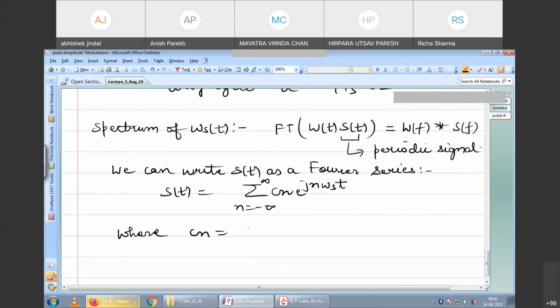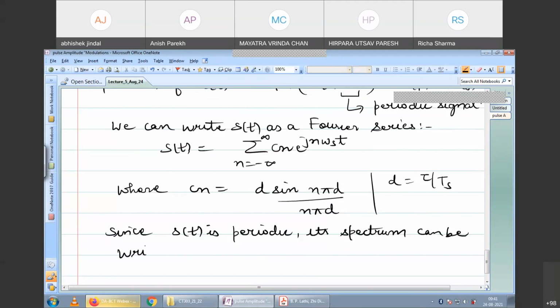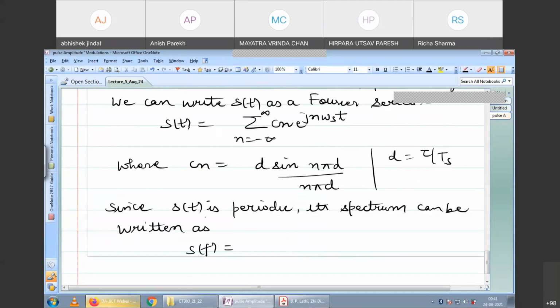c_n. I have already noted down the Fourier series coefficient for such a thing, which is d sin(n pi d) upon n pi d. Remember that d is nothing but tau by Ts. This is the duty cycle. Okay. So since s(t) is periodic, its spectrum can be written as S(f) equal to summation n equal to minus infinity to infinity c_n delta(f minus n f_s). Okay.